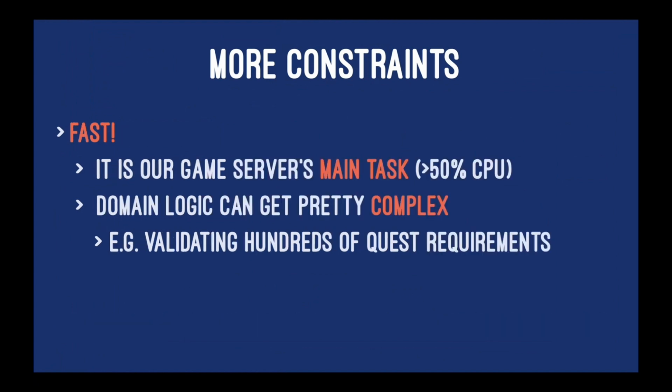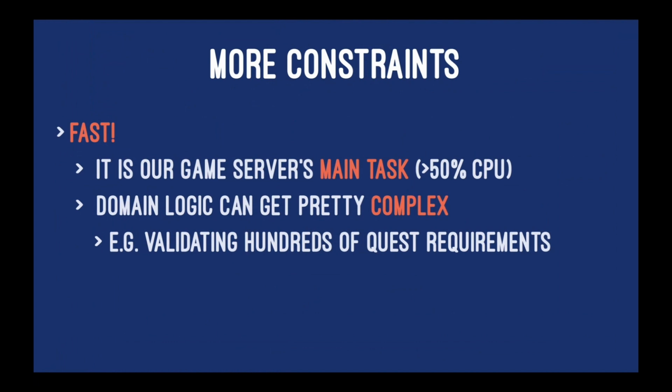And finally, it needs to be fast. Our domain logic can get pretty complex because whenever a player does an action in the game, we have hundreds of quest requirements, missions, and items that could be unlocked. There are a lot of things that we need to check. We even measured that the CPU time spent by our game servers was over 50% just for this business logic. So it's something that is often overlooked. People say, "Oh, but I/O will take more time." But in a use case like ours, it's not the case.